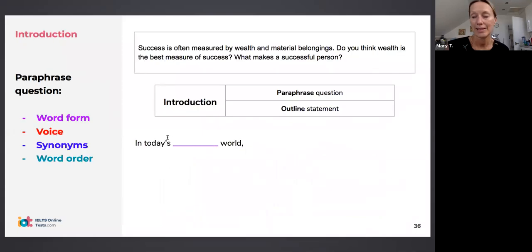Okay, so let's now look at the introduction in more detail. So we've got the outline for the introduction. So you paraphrase the question and then you give the outline statement. So in order to start the essay, you need some kind of phrase to introduce it. Okay, so if you look at the side, underneath paraphrase the question, you've got different ways of paraphrasing.